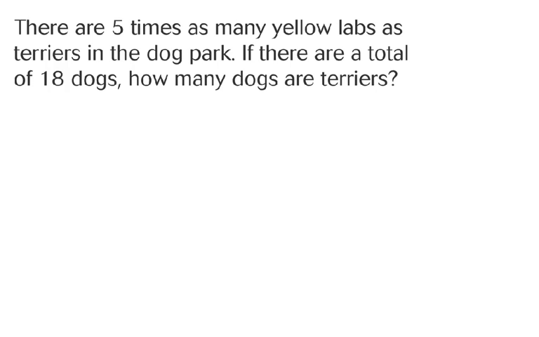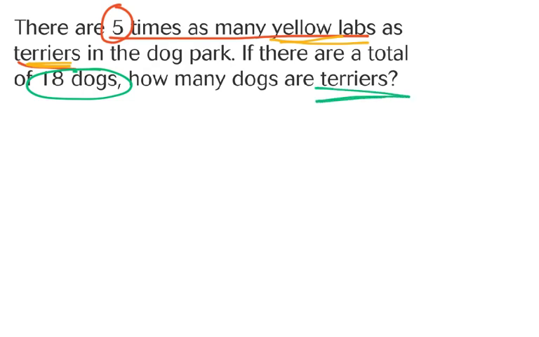Remember, the first step is to go ahead and set your problem up. There are 5 times as many yellow labs as terriers. So you should have 5 boxes next to yellow labs and only 1 box of terriers. And the total number of dogs is 18. Go ahead and set up your model and solve for terriers.